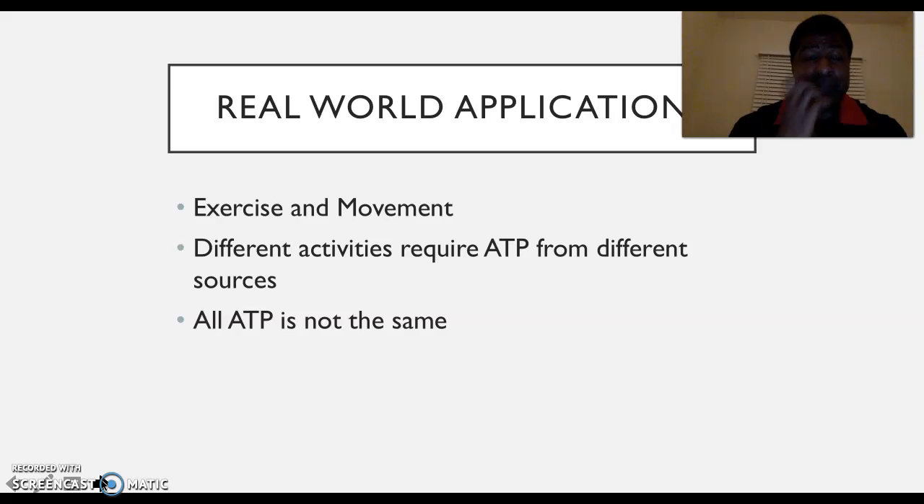So what does this mean as far as exercise and movement? When it comes to exercise and movement, you're going to rely on both systems to get the job done. If you're running at low intensity, you can use your fat to create ATP, to create energy. If you increase your speed and make it more intense, then it's going to rely on glucose to create ATP to get you through it.